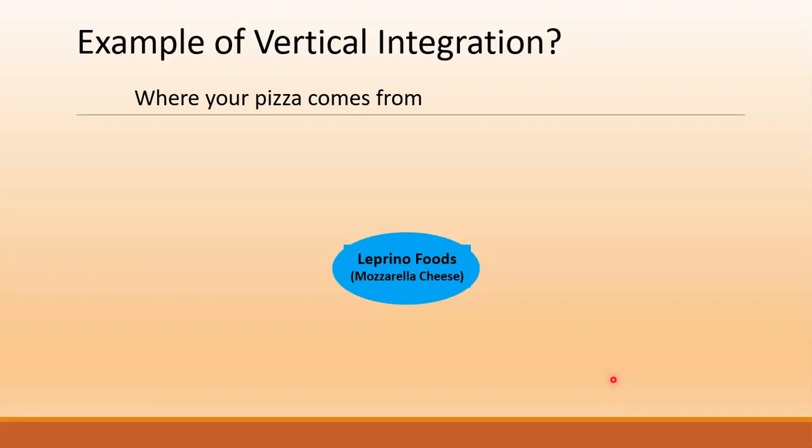We're going to look at a more detailed example of what vertical integration is, so that we can have a clearer understanding of the concept. This example is about pizza and where the different ingredients from the pizza fall along the value chain. So the first company that we're looking at now is Leprino Foods. All they make is mozzarella cheese, and mozzarella cheese is that stringy cheese that they use when they make pizza.